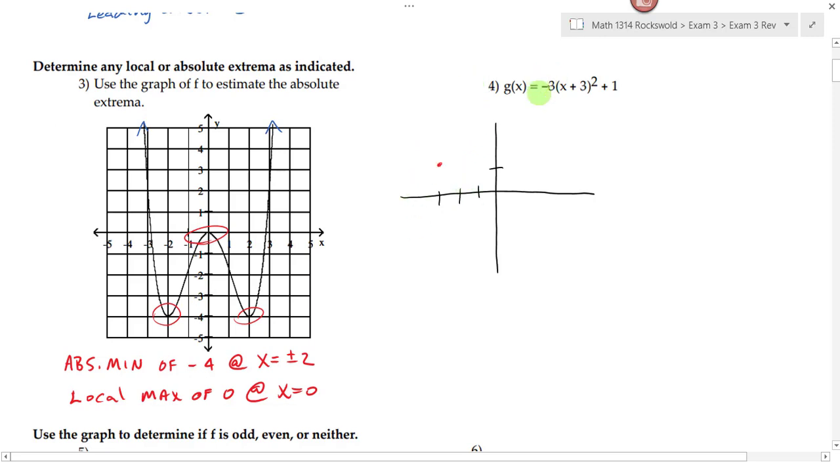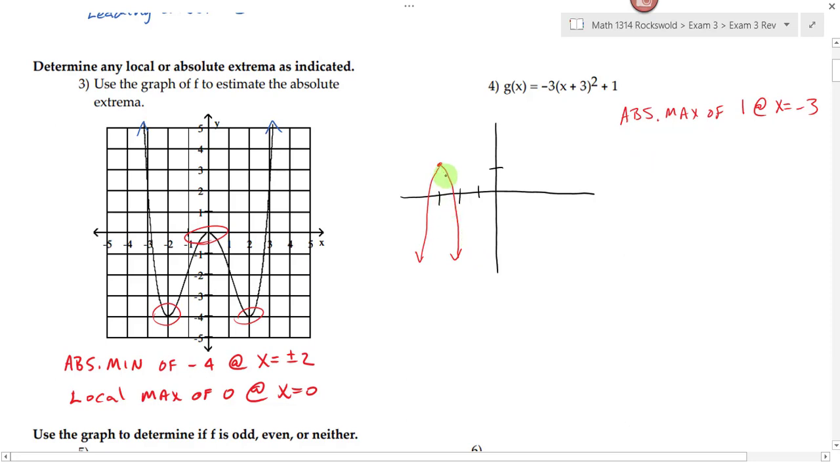It opens down because that leading coefficient is negative, which means that the graph is going to look something like this because it's going to be taller and skinnier because of that 3 right there. So do I have any absolute maximum values? I have an absolute maximum of what? Of 1 at x equals -3. Do I have any absolute minimums? No, because these arrows keep going down forever.